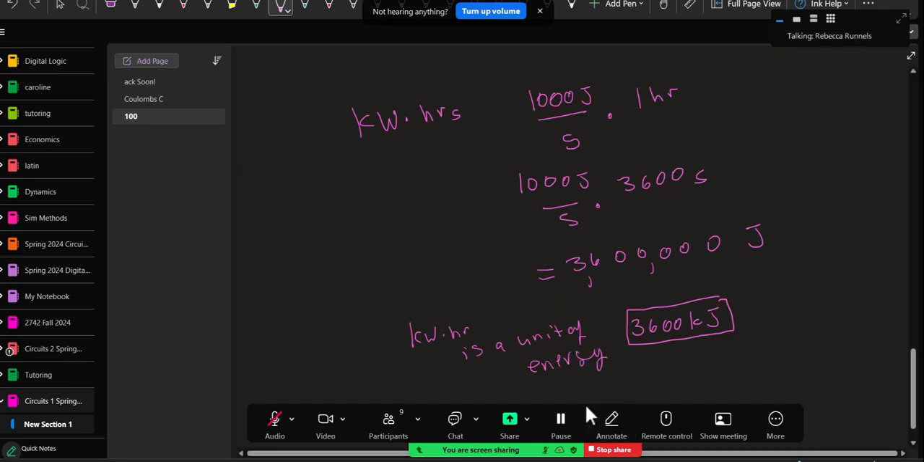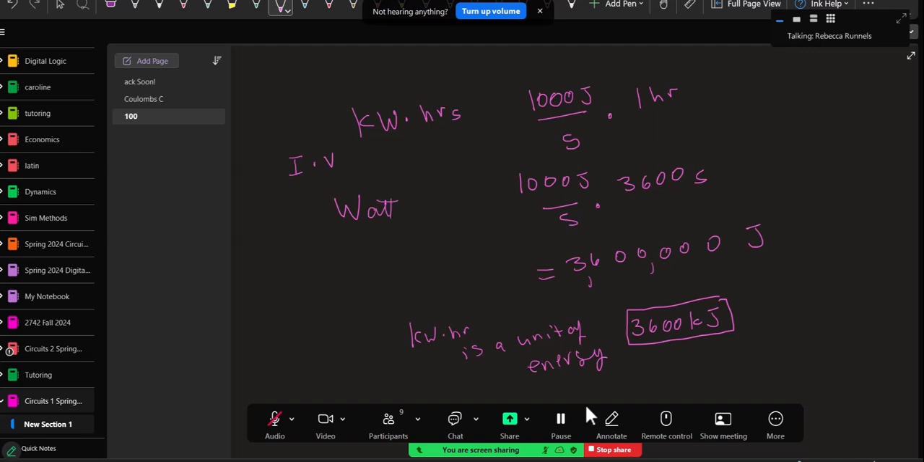But whenever you're dealing with power, the unit that you get from multiplying current times volts is a watt, and that is a joule per second. So the main answer to your question is yes, it's almost always going to be seconds. They could give it to you in different units in the problem, but then you'd have to convert. Other questions?